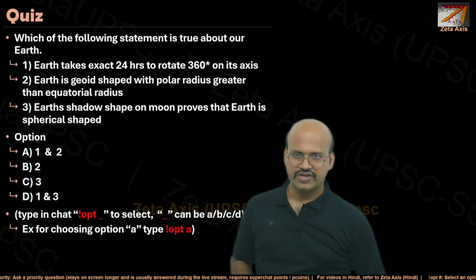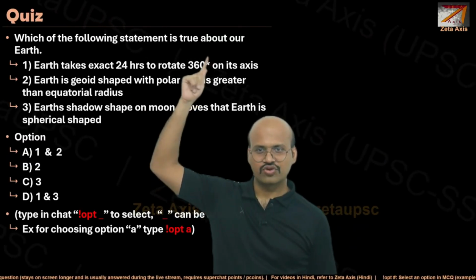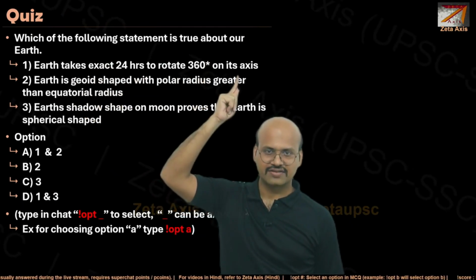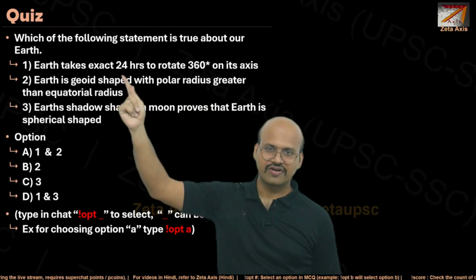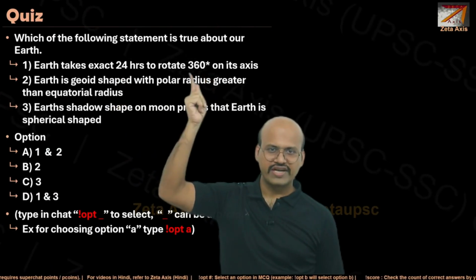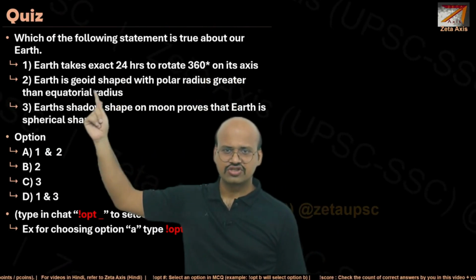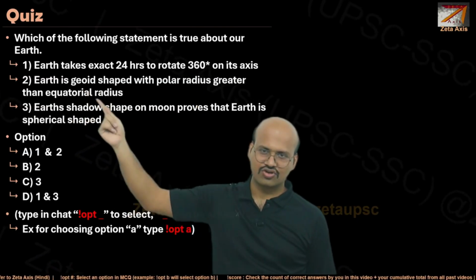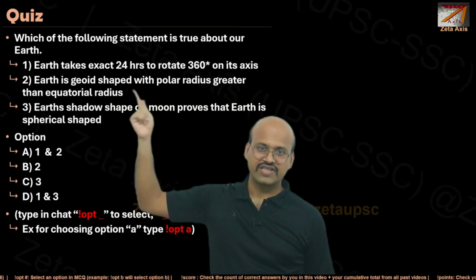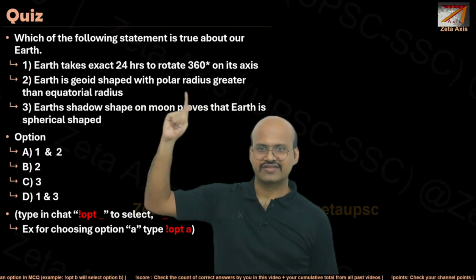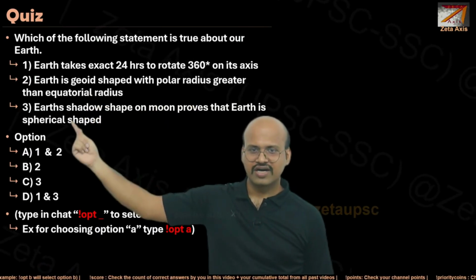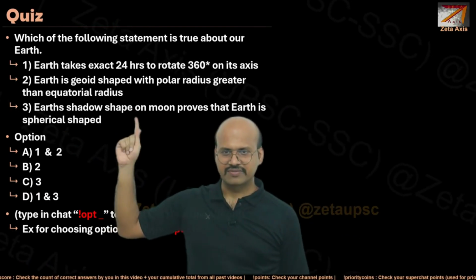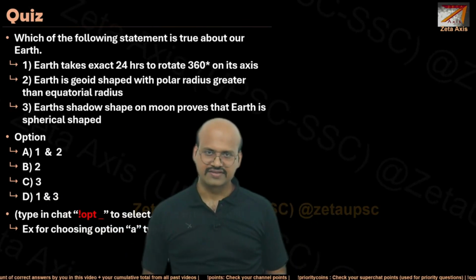Again, let's take a quiz. Which of the following statements is true about our Earth? Earth takes exactly 24 hours to rotate 360 degrees on its axis. We have seen that this is not true. It takes 24 hours to rotate 361 degrees on its axis. Earth is geoid shape with polar radius greater than equatorial radius. Again, this statement is not true. Earth is geoid shape with equatorial radius greater than polar radius. Therefore, this statement is also not true. Earth's shadow shape on the moon proves that Earth is spherical shape. This statement is true. Therefore, C will be the answer.